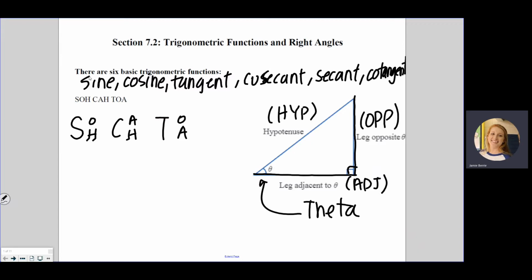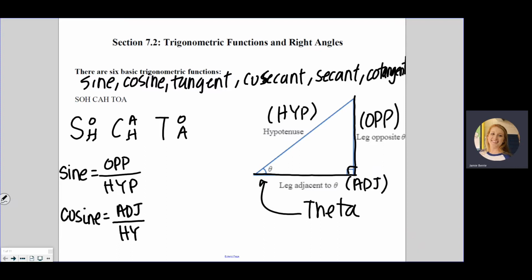So sine is opposite over hypotenuse. Cosine is adjacent over hypotenuse. And then tangent is opposite over adjacent. All right, so SOHCAHTOA.